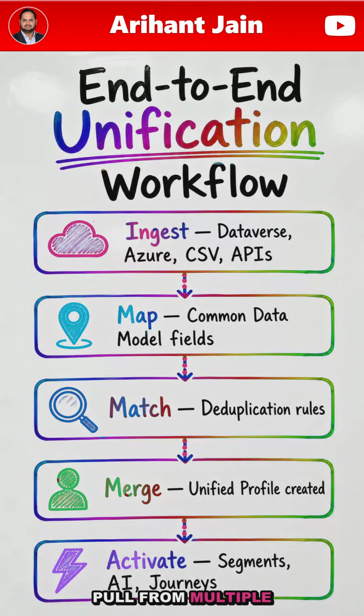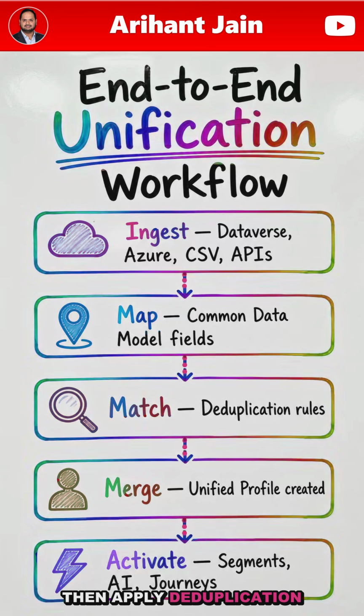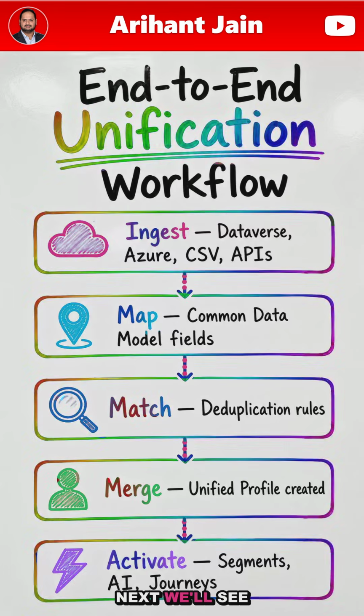You pull from multiple sources, map fields to a shared common data model, then apply deduplication rules to match records across systems. The merge step is where it all clicks. Fragmented records collapse into one clean profile. Next, we'll see what activating that profile unlocks.